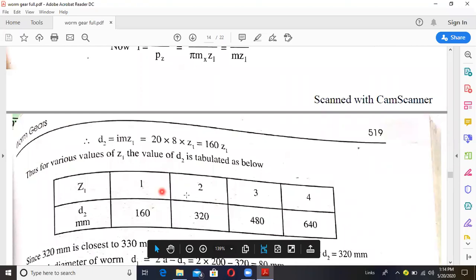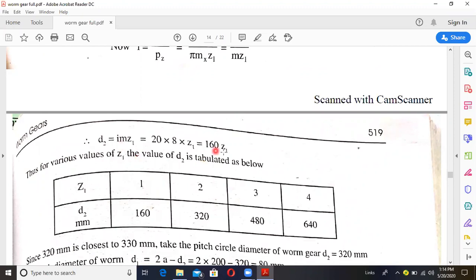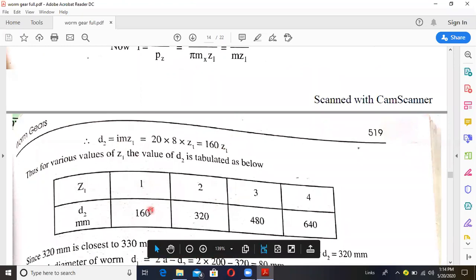1 thread, 2 threads, 3 threads, 4 threads or 5 threads. Now first I will substitute Z1 is equal to 1 in the above equation. We are having equation D2 is equal to 160 into Z1. Substitute Z1 is equal to 1, then we will get D2 is equal to 160.